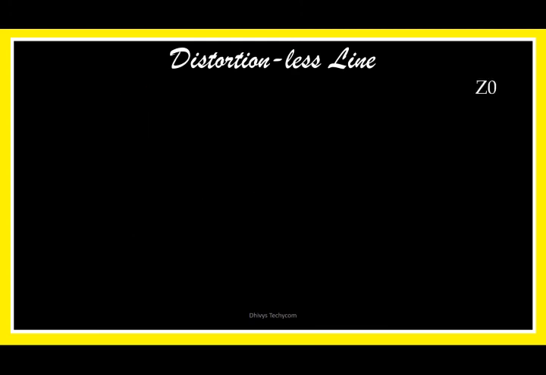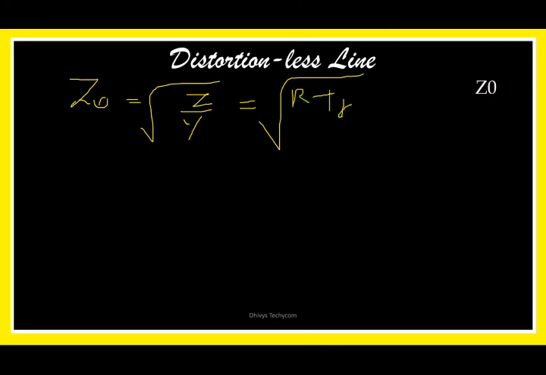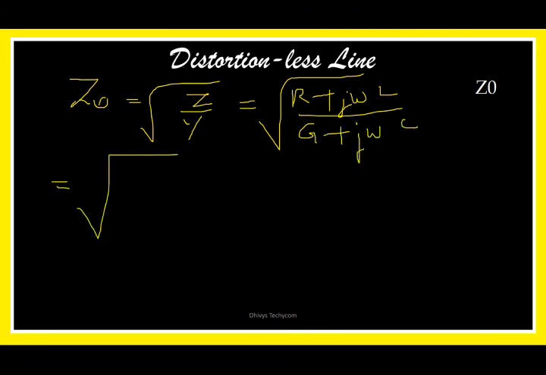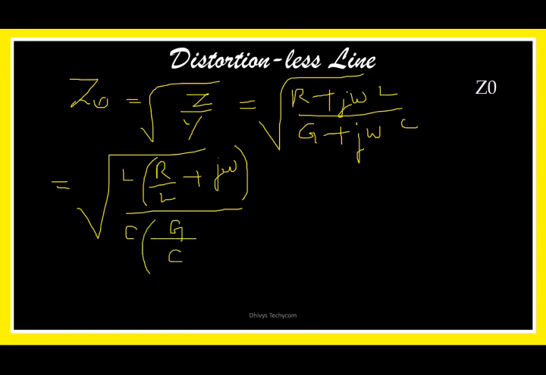And now we are going to calculate Z0. Z0 is nothing but the characteristic impedance. So Z0 is equal to root of Z divided by Y, which is equal to root of R plus j omega L divided by G plus j omega C. Now let me rewrite this equation. Root of, let me take L as the common term out, and I'll take R divided by L plus j omega. In the denominator, let me take C out, which means I'm taking the term at the last part of the equation, divided by j omega. Okay, let me consider it like this.